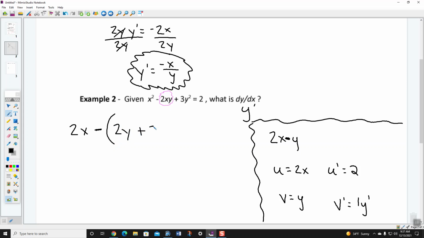2xy prime, right? Okay, my question is this. The part that I said I was concerned about up here in purple, do you understand how I handled that?